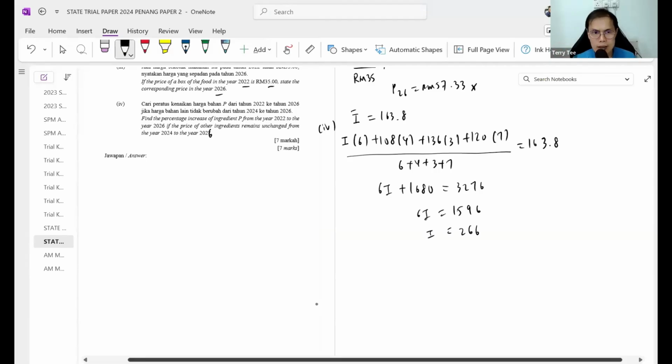We are not finding the index. We're finding what? We're finding the percentage increase. Remember, your index is always based on 100. Anything above 100 is the difference. Like for example, when I say unchanged is 100, right? We go to 266. The difference is the percentage increase. So the percentage increase is 266 minus 100. Answer: 166%.